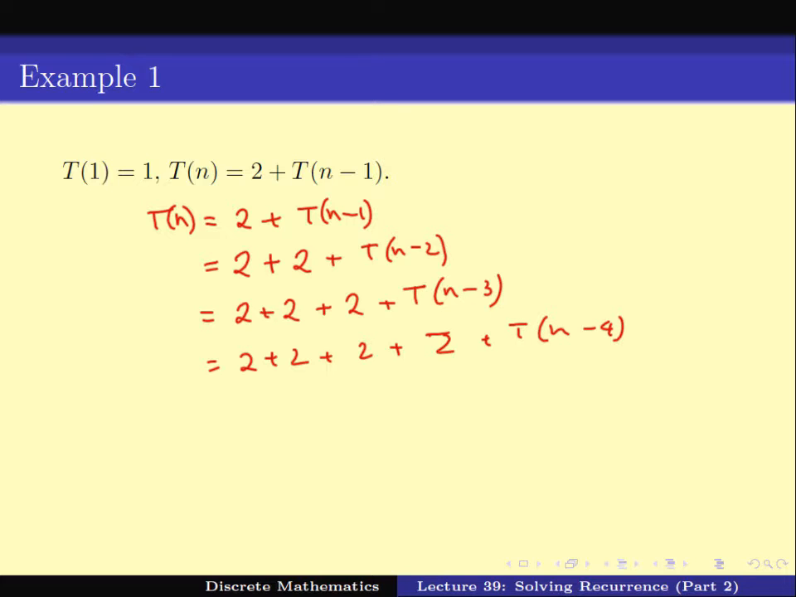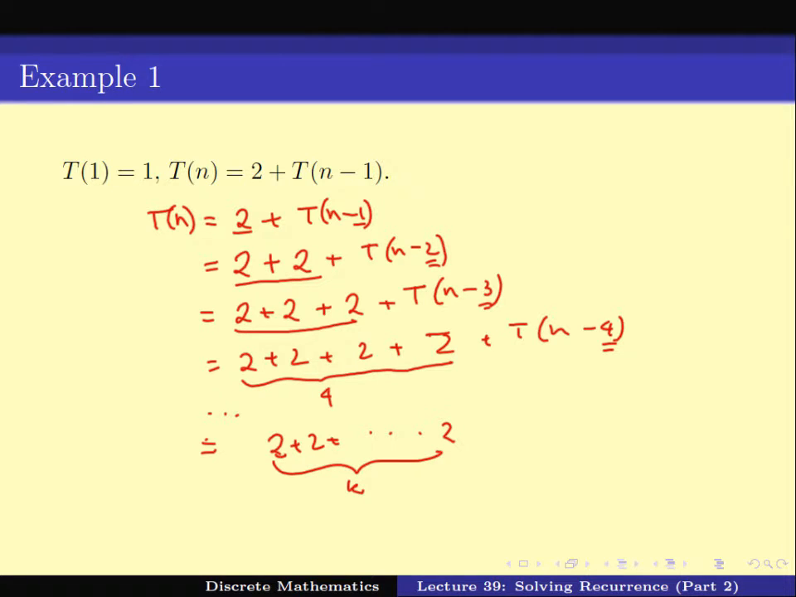Now this is where the big leap of faith comes up. When there are 4 of the 2's here, I have a 4 here. When I have 3 of the 2's here, I have 3 here. When I have 2 of the 2's here, I have 2 here. When I have one 2 here, I have 1 here. So if I keep on doing this, I will get 2 plus things for some k of them, plus tn minus k. Now this is a leap of faith. Again, as I told you, it's guesswork.